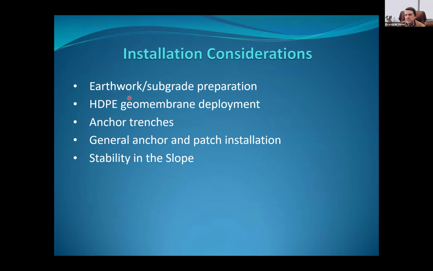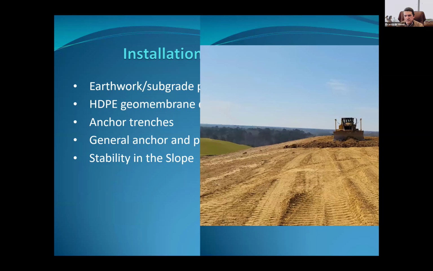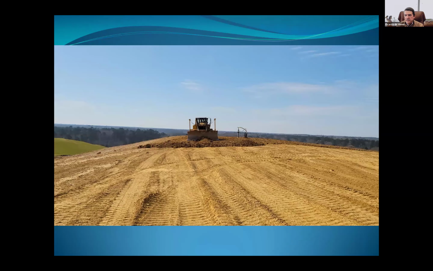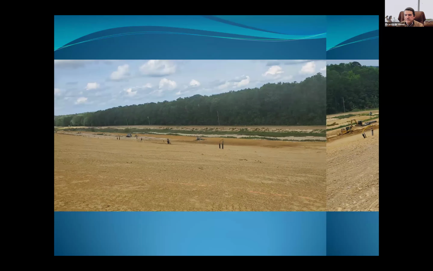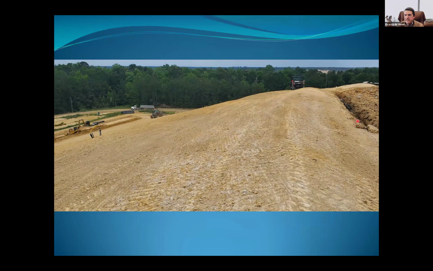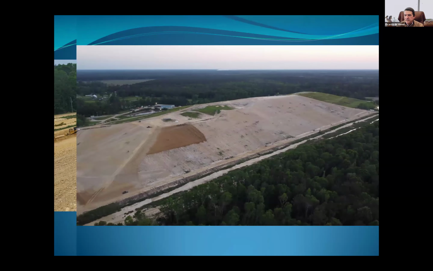Installation considerations: earthworks, subgrade preparation, HDPE geomembrane deployment, anchor trench, general anchor and patch installation, and also the stability of the slope. You're seeing the grading of the slope. You're preparing the anchor trench, or top anchor trench.